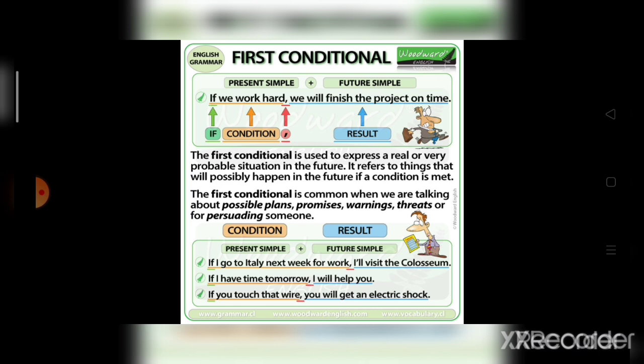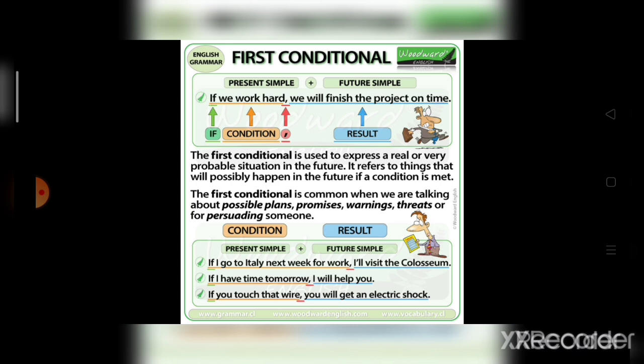Children, we use simple present tense in the if clause and the future tense with will in the second clause, that is the main clause. For example, if we work hard, we will finish the project on time. Here, if we work hard is in the simple present tense, children, and this is the condition, and the result of that condition is we will finish the project on time. Now children, here will is a simple future tense.